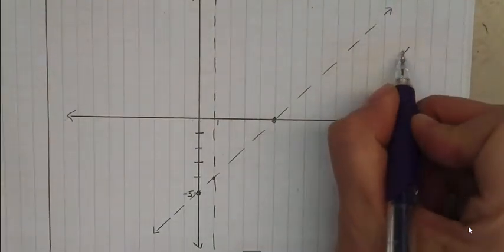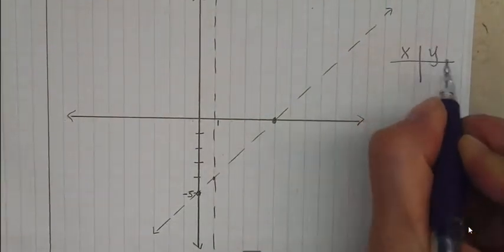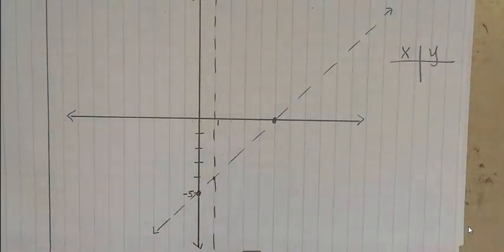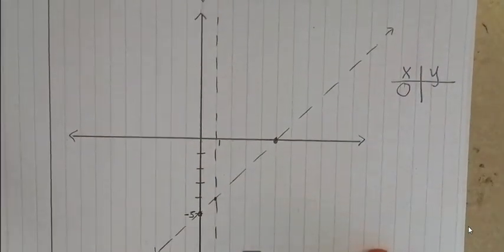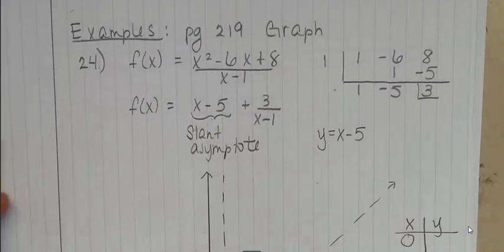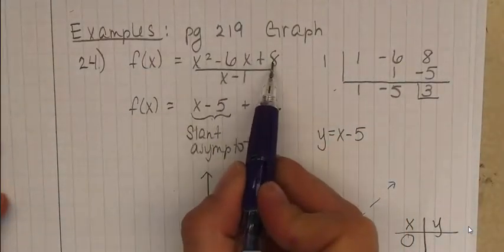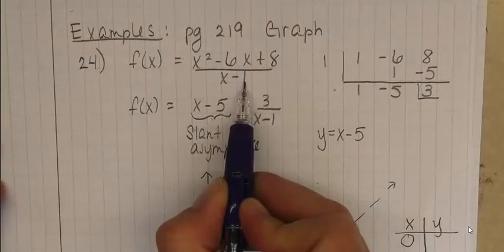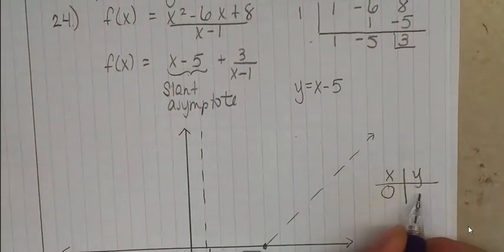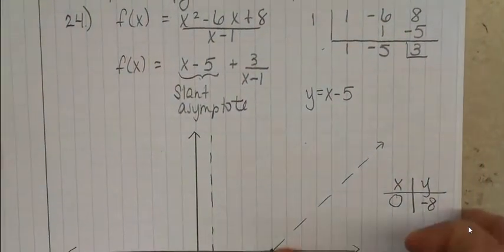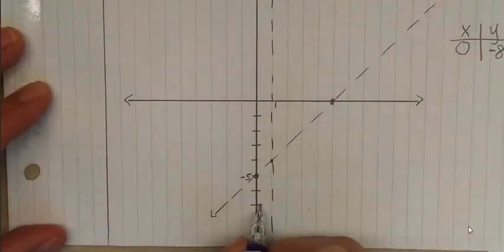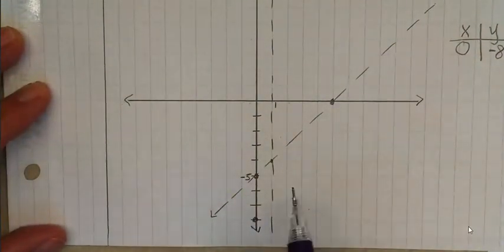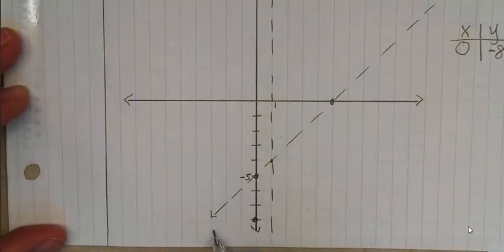Okay, so making an input-output table. Let's start by finding our y-intercept. So I plug 0 in for my y-intercept. Go back up here, plug 0 in, I get 8 over -1, which is -8. So if that is my y-intercept, then I know that this graph right here is going to be in this region, okay?